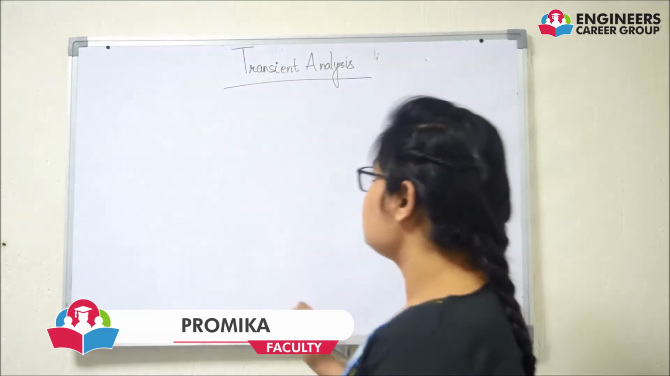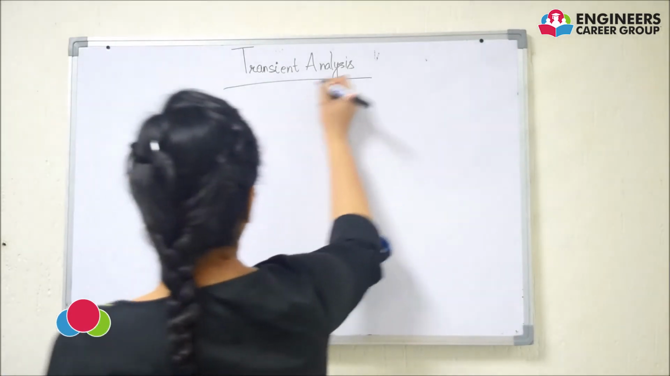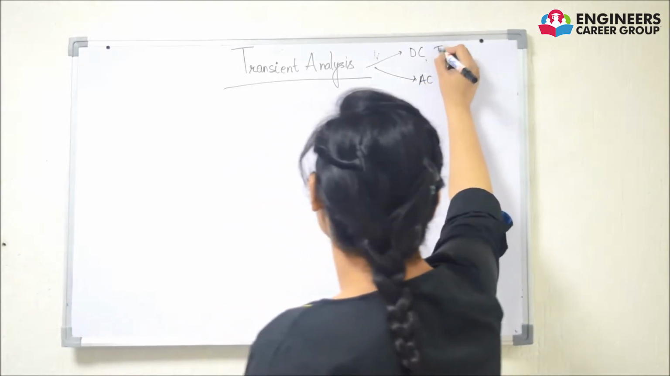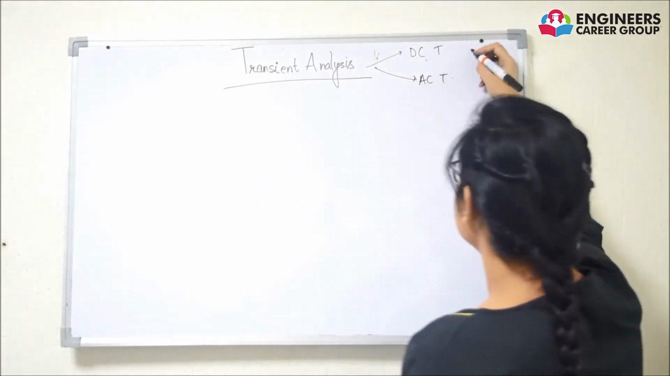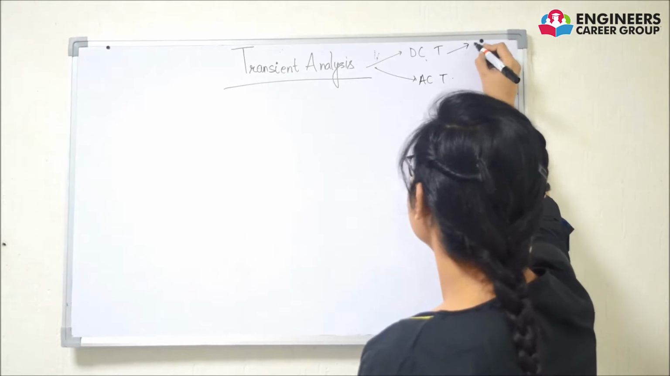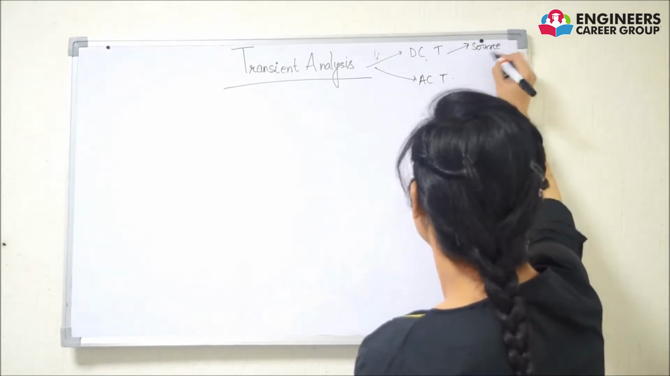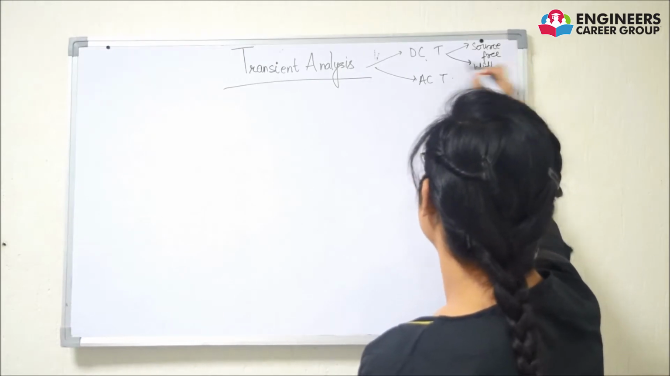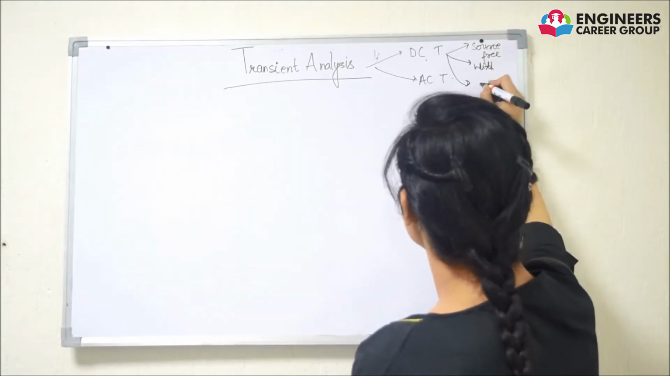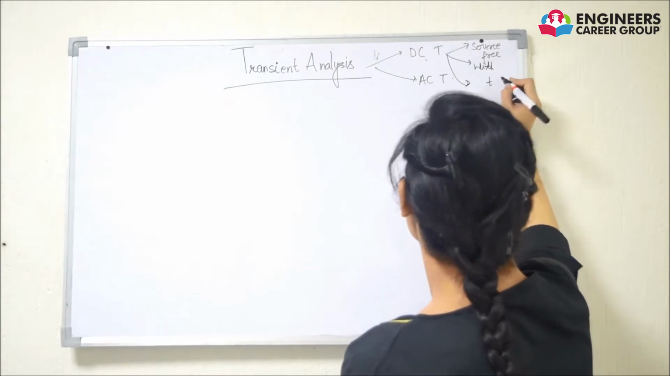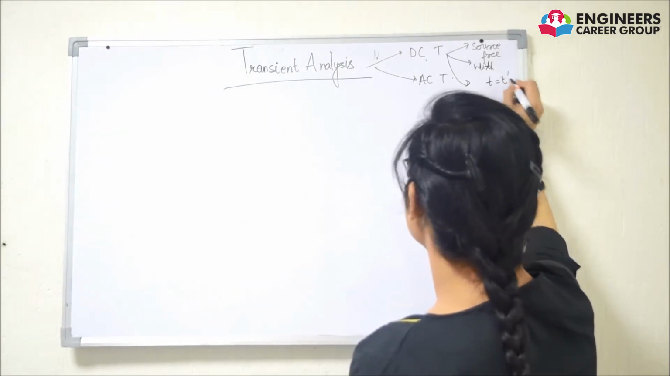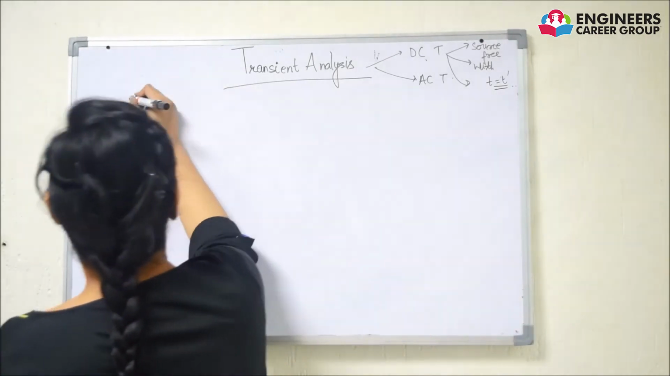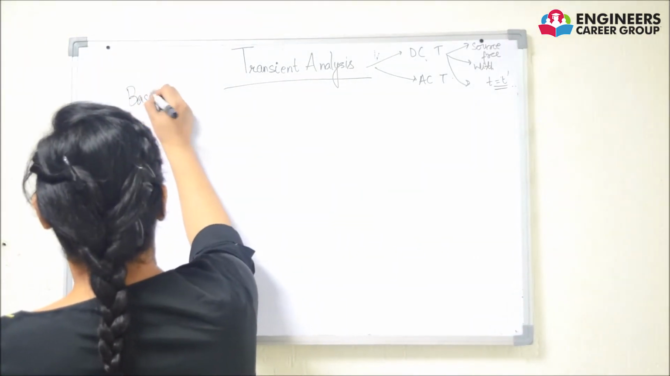We will be studying transient analysis for DC and AC circuits. DC transients are divided into three major categories. First is source free RL and RC circuits, then with source circuits, and last is transients with condition, like for t is equal to some value, t is equal to t dash, initial and final condition. Let us first discuss basic concepts of transients.